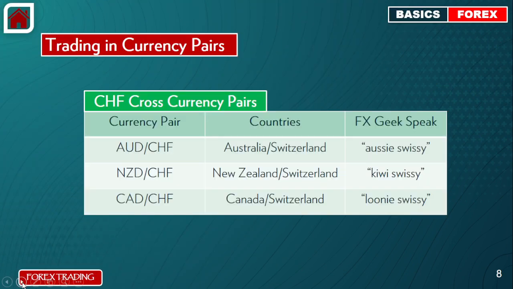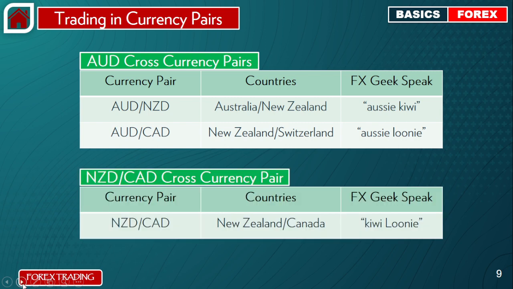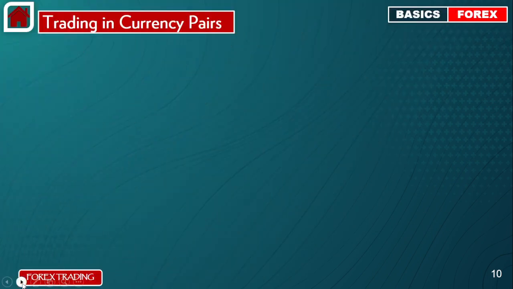Let's look at the Swiss franc cross currency pairs. We have these three: Australian dollar CHF, New Zealand CHF, and CAD CHF. You see in all of these currency pairs, CHF is the term currency. And for the Australian dollar, we have Australian dollar and New Zealand dollar, also called Aussie Kiwi, and Australian dollar and Canadian dollar, also called Aussie loonie. In the same way, we have the New Zealand and CAD cross currency pair, also called Kiwi loonie.